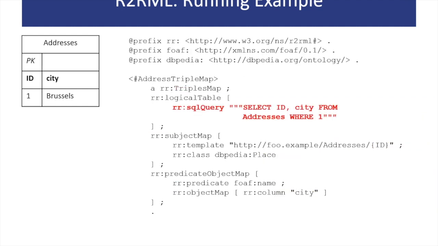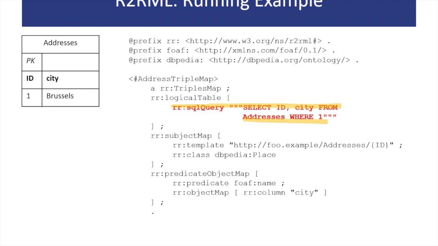As I said, the logical table of a triples map can contain either a table name or an SQL query. Here you can see an example that is equivalent, where I used a query to retrieve all values of ID and city from the table addresses.